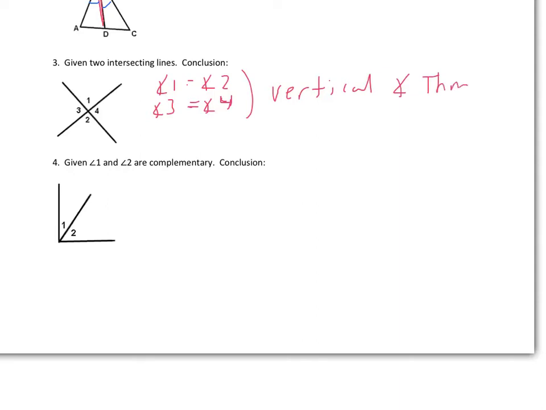The next one we have, given angle 1 and angle 2 are complementary. And if we go by our definition of complementary, we know that angle 1 plus angle 2 equals 90 degrees. And again, as I mentioned, this is the definition of complementary angles.